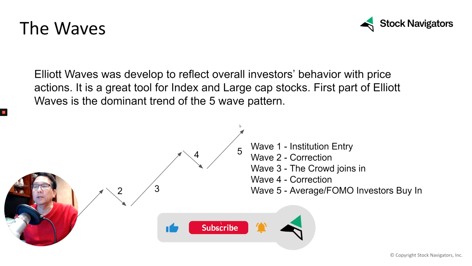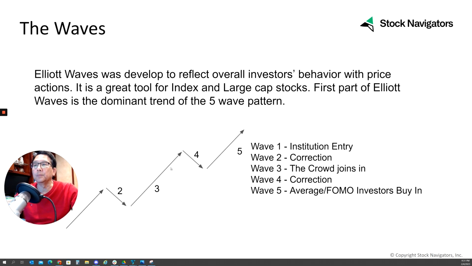The Elliott Wave consists of a five-wave structure from the bottom up to the upside, or the other way from the top back to the bottom. The Elliott Wave was developed to reflect overall investor behavior with price action. It is a great tool for the index and large cap stocks. The first part of the Elliott Wave is the dominant trend, which consists of a five-wave pattern.